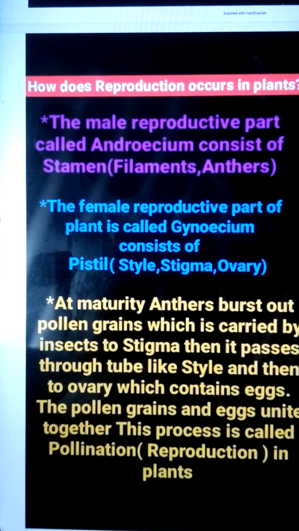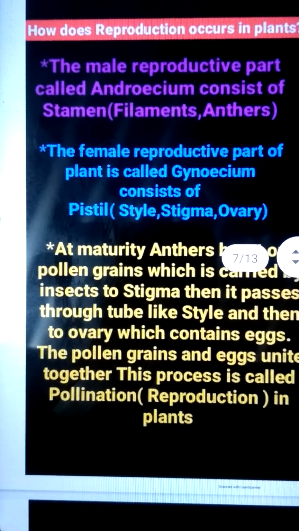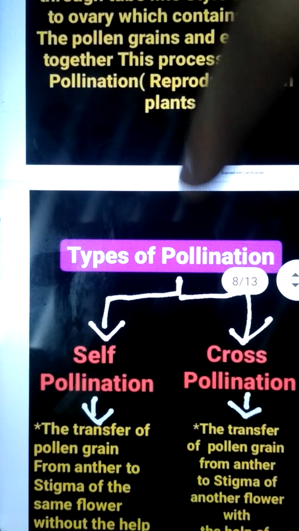From there, then what? Fruit arises. It means they form seed, and from that seed a fruit grows. So let's see. Now I have told you about what? Pollination, that is, reproduction in plants. So let's see.